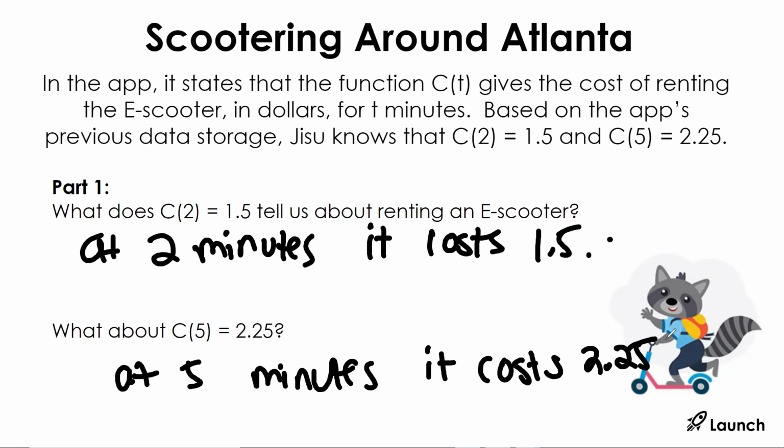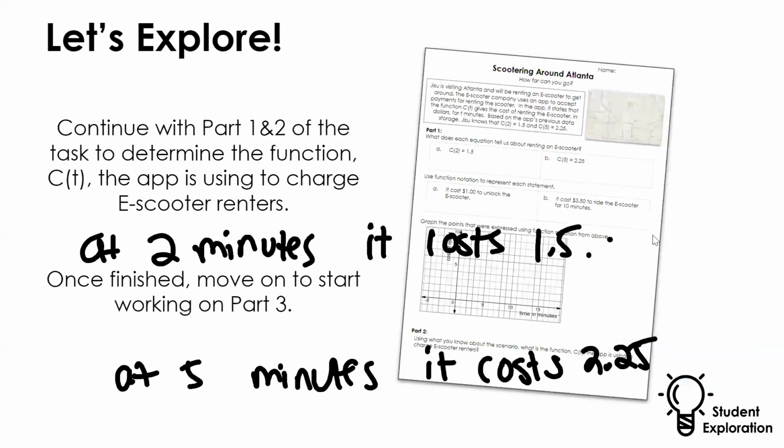All right, cool. Looking at the next part, it says use function notation to represent each statement. So it costs $1 to unlock the e-scooter. So what we're doing is the reverse. They're giving you the description, and now you've got to write this little notation. Okay.